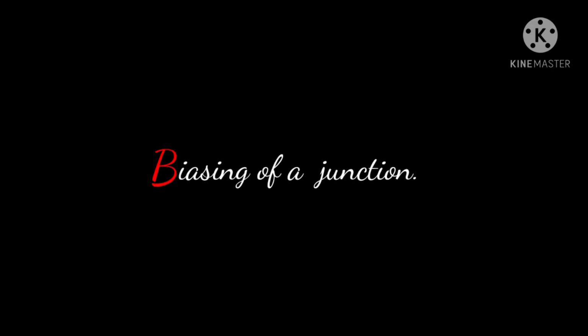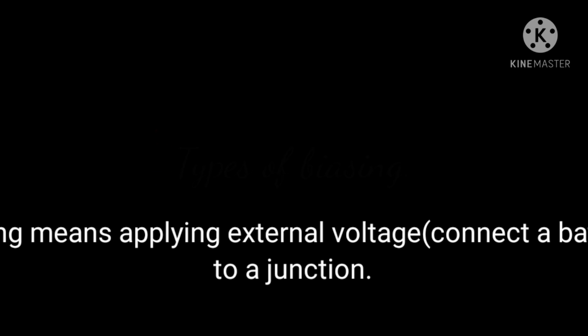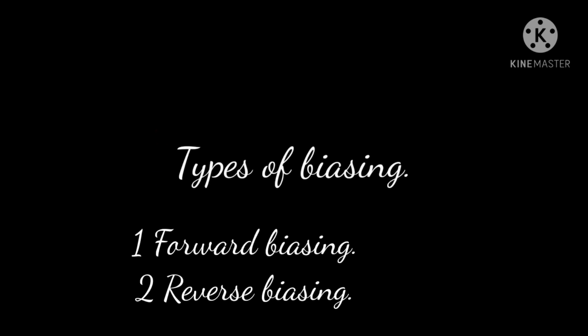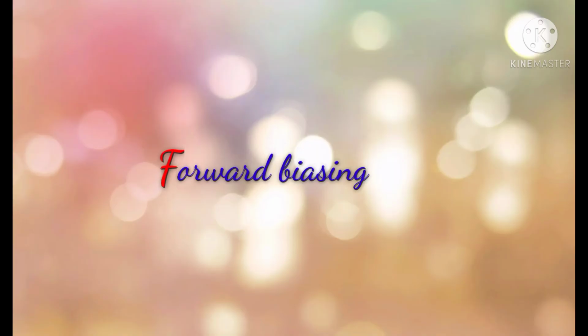Now we have to study the most important part, biasing of a junction. Biasing means applying an external voltage, or connecting an external battery across the junction. Depending on how the battery is connected, there are two types of biasing, forward biasing and reverse biasing. Let's start with forward biasing.